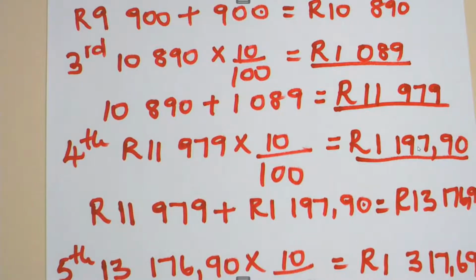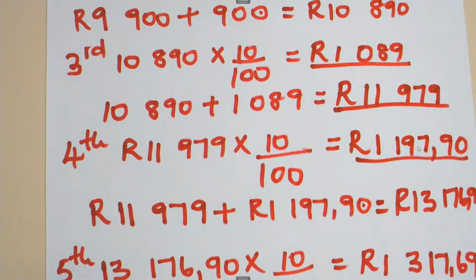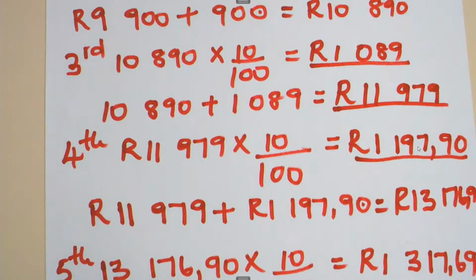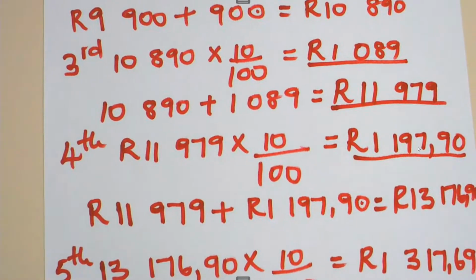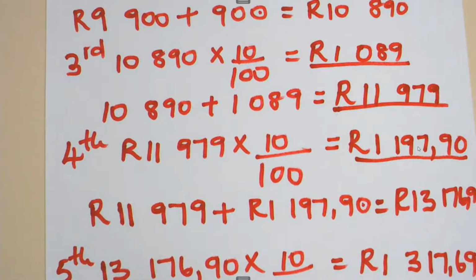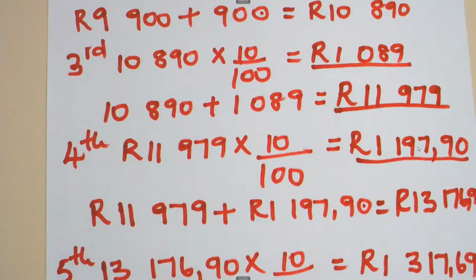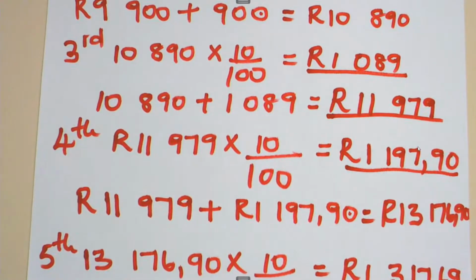We don't have the cents anymore, meaning that Fikile is going to pay 14,494 rand and 55 cents, because we don't have the 1 cent and the 2 cents anymore. So by the end of 5 years in option 2, Fikile will be paying 14,494 rand and 55 cents.